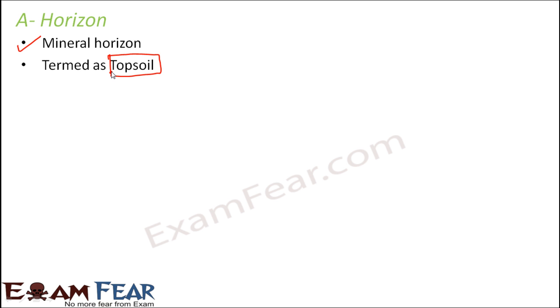So that is why it is termed as the topsoil. It contains minerals like sand, clay, silt. So all these things are present in this A horizon. Now you might ask, what is silt? So we are going to discuss that when we learn about types of soil.